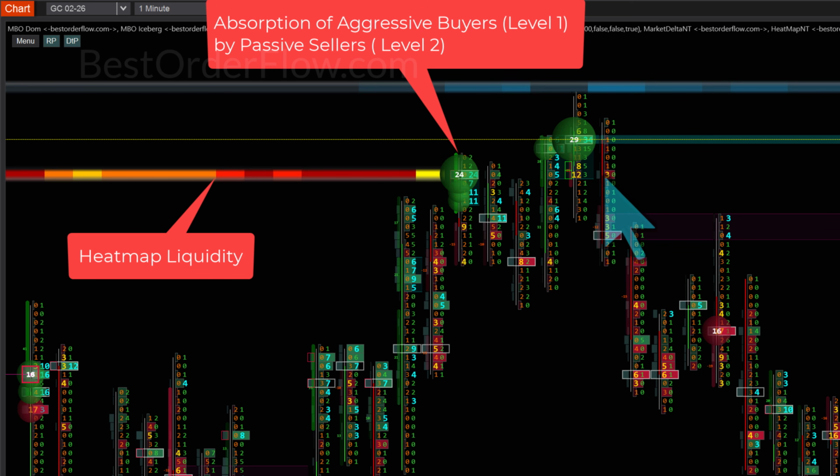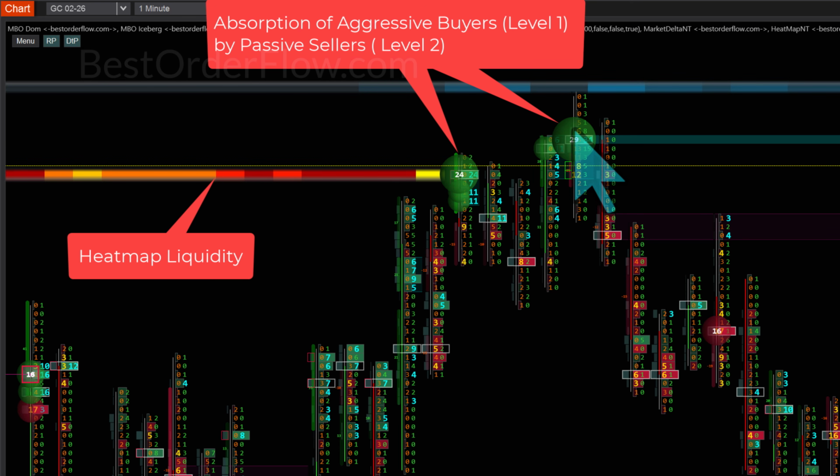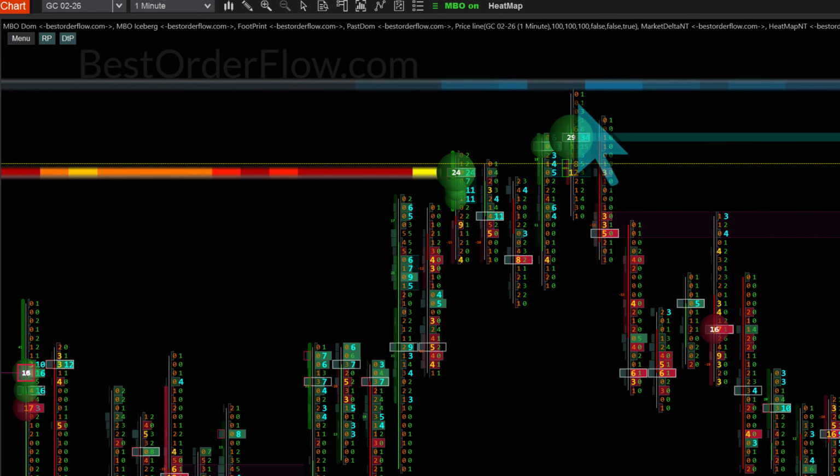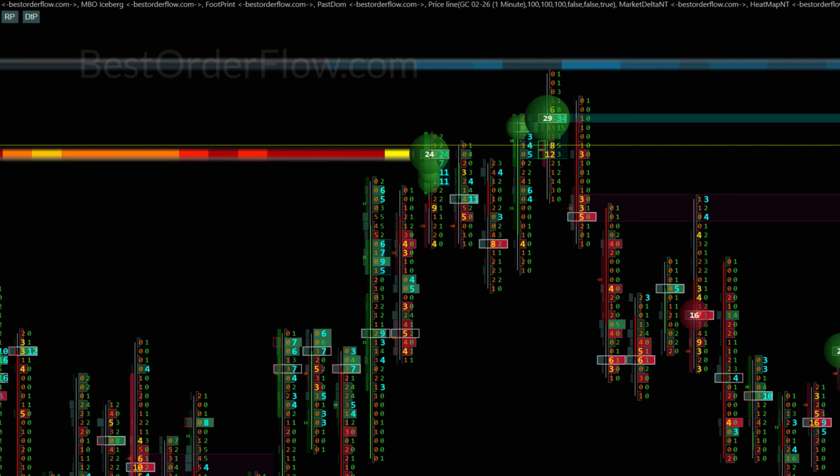Then they were absorbed again on the level 2, because level 2 was trying to sell, and they were absolutely thrilled that somebody was trying to buy into the level 2. So the aggressive side of the order flow was buying, and the passive side of the order flow was selling. Now the same situation happens right over here.